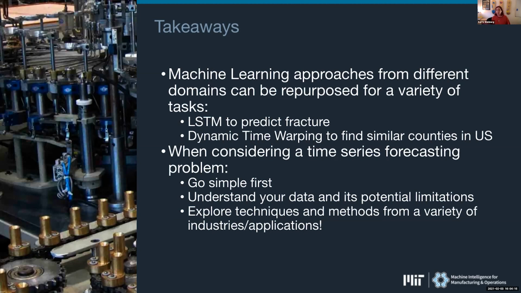And so we used LSTM to predict fracture. My team last year used dynamic time warping, which is typically used for sequence alignment in genomics, to figure out which counties in the US were more similar from a COVID pandemic standpoint. A lot of these techniques are really not industry specific, and are much more use case specific. So I'd encourage you, especially while you're at MIT, to interact with as many people from different parts of the institute as possible, because that's really where truly creative, cool solutions come from.